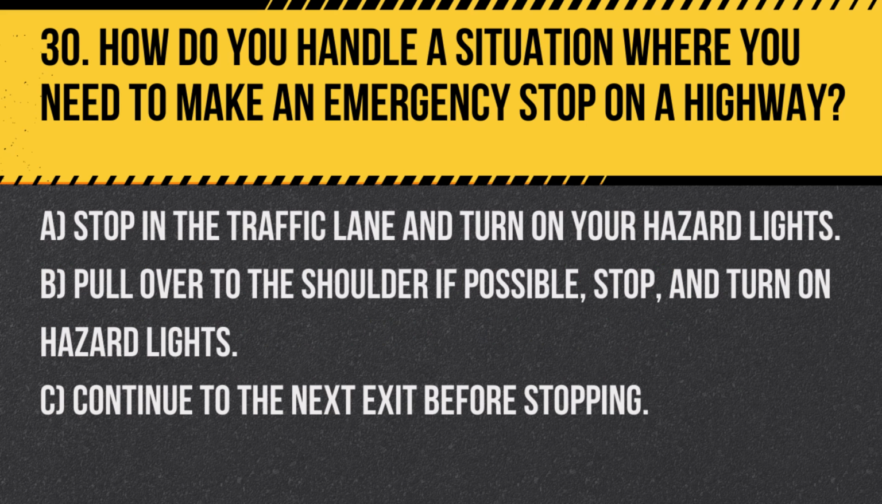Question 30. How do you handle a situation where you need to make an emergency stop on a highway? A. Stop in the traffic lane and turn on your hazard lights. B. Pull over to the shoulder if possible, stop, and turn on hazard lights. C. Continue to the next exit before stopping. Answer. B. Pull over to the divider if possible, stop, and turn on hazard lights. This is the safest way to handle an emergency stop without obstructing traffic.